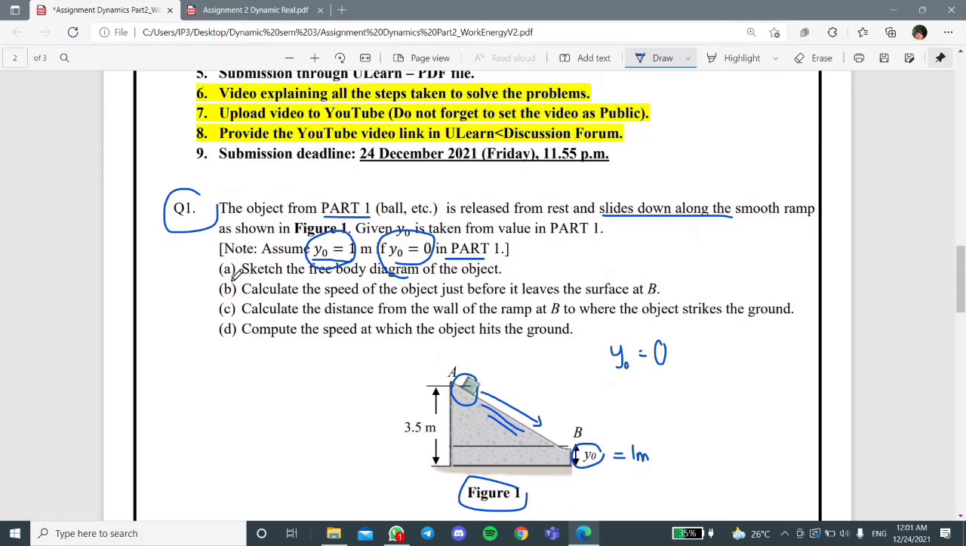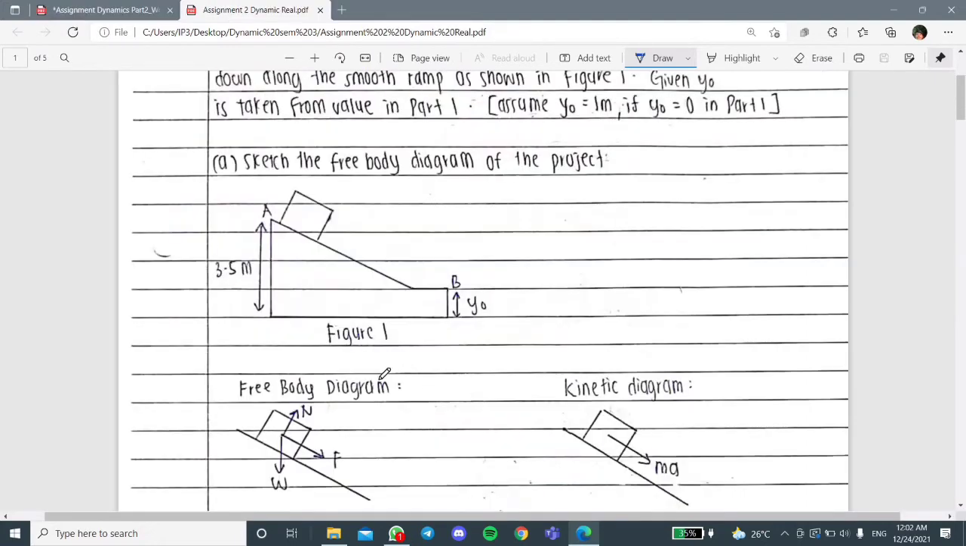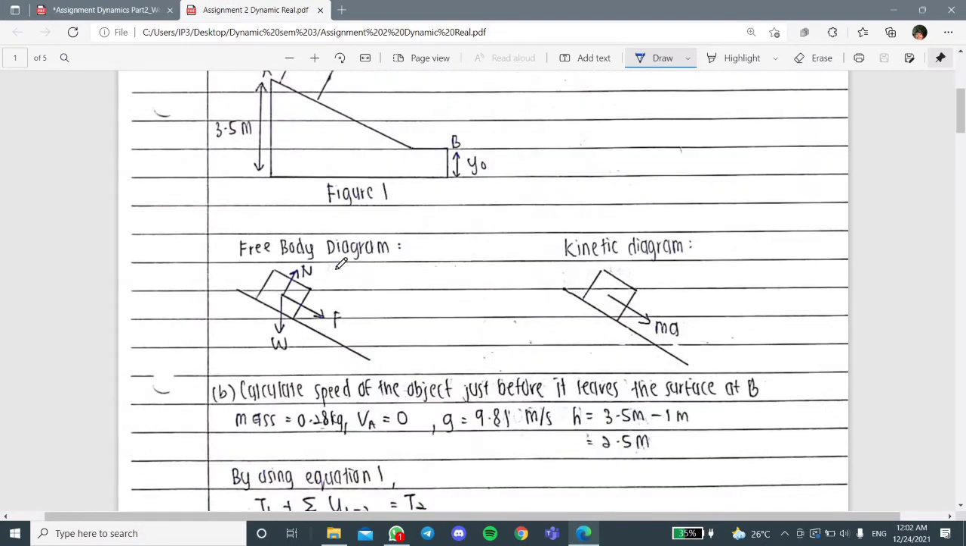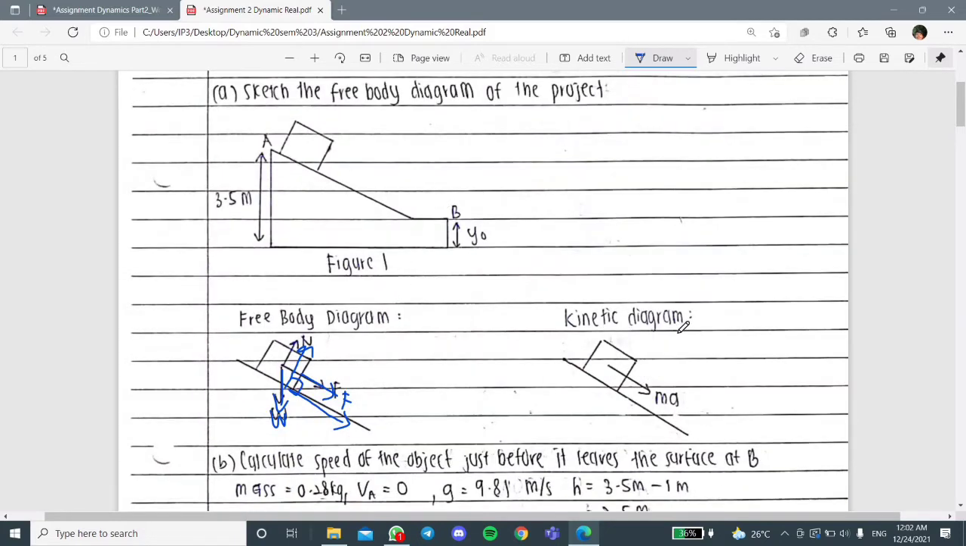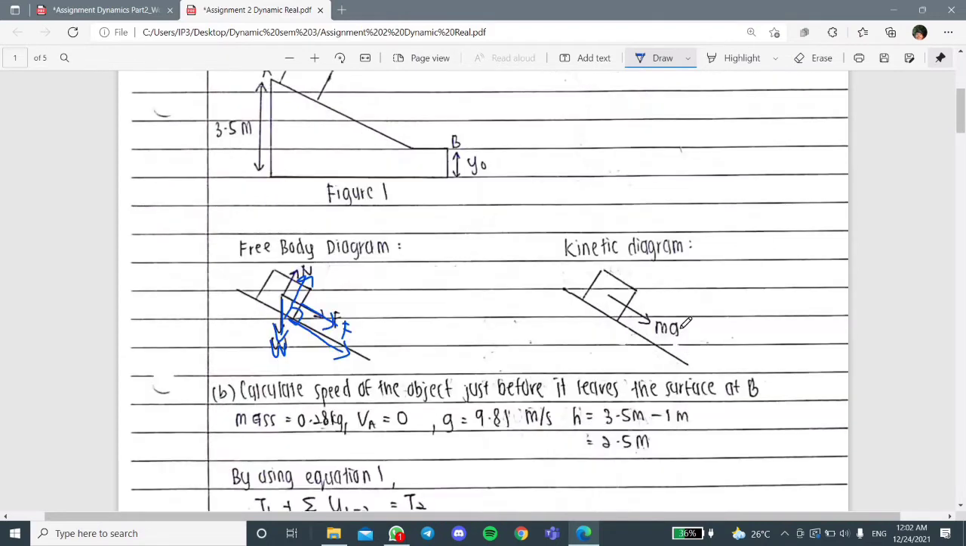For the first question, sketch the free body diagram of the object. So here is the free body diagram for the object. N is perpendicular to the surface. The force here, and the weight here. The weight goes down. And for the kinetic diagram, we only have ma.